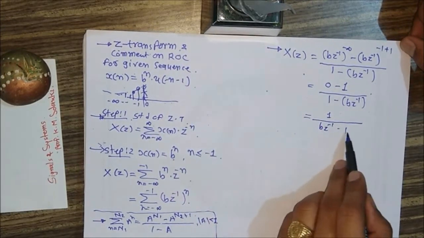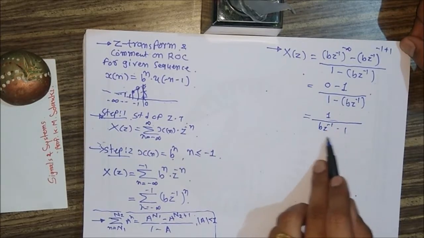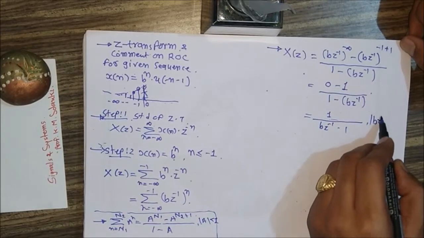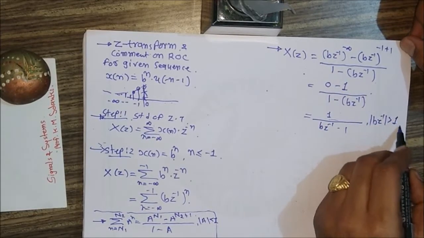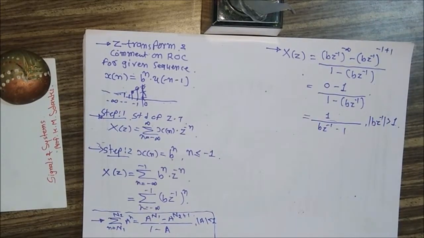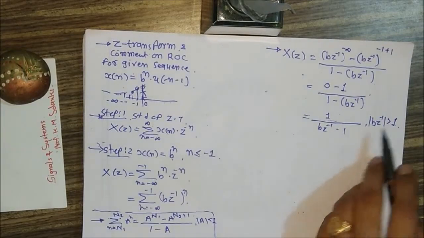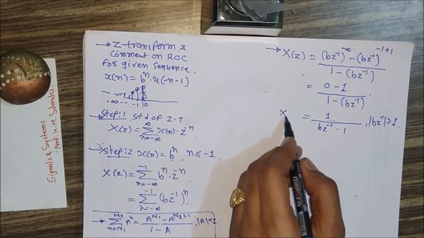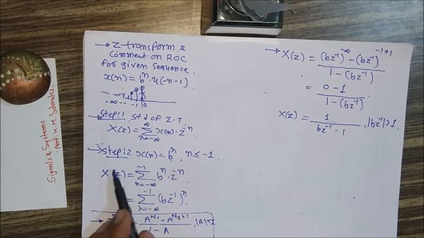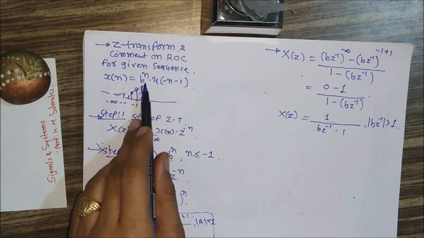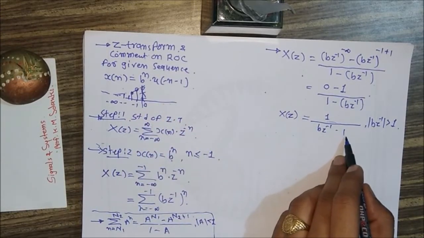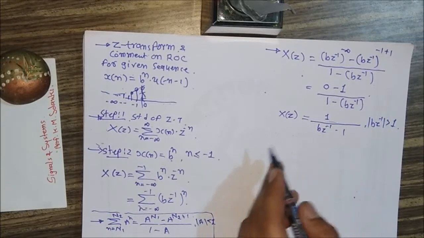So now for this sum to converge, the limit is that mod bz inverse must be greater than 1. So this will be the z transform X of z, the final answer for the given x of n, that is b raised to n, u of minus n minus 1. So 1 upon bz inverse minus 1 is the final answer for the given X of z.